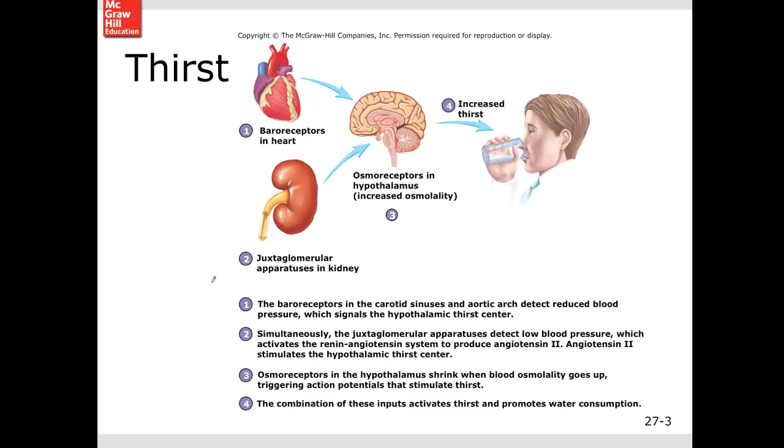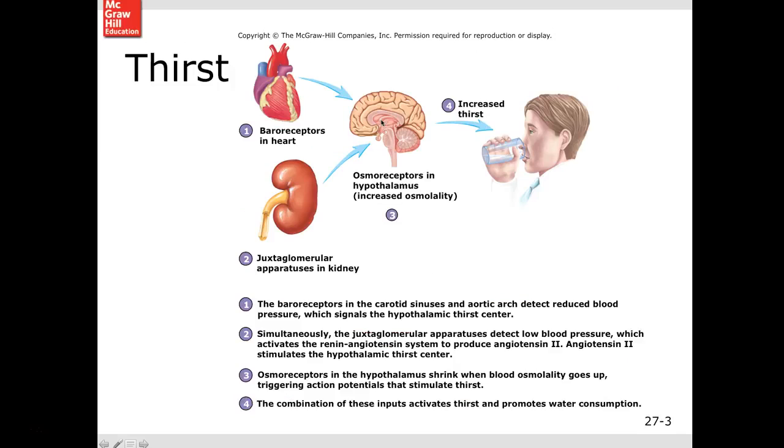So what's going on here? With our thirst, we have within our heart our baroreceptors. Do you remember what baroreceptors measure? They are going to measure pressure. And so when they sense a change in pressure, like what do they give in this example? Reduced blood pressure. Then it's going to go over to our special friend, the hypothalamus.